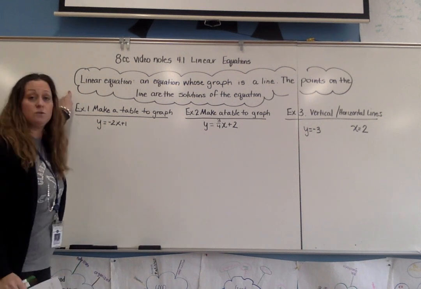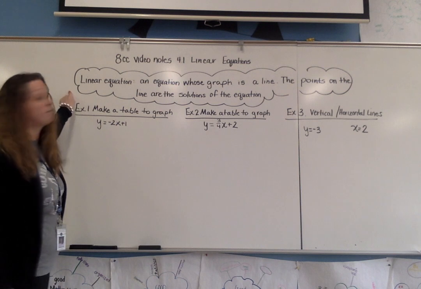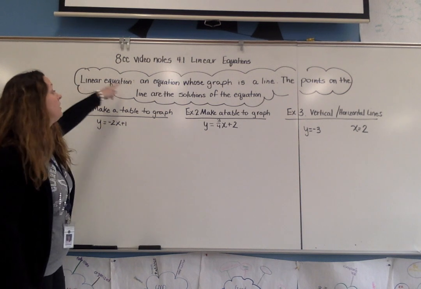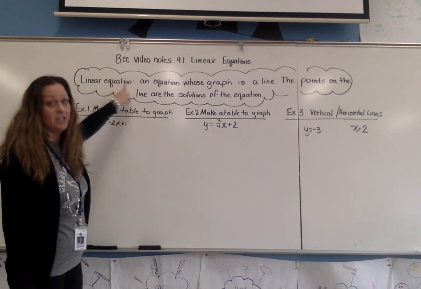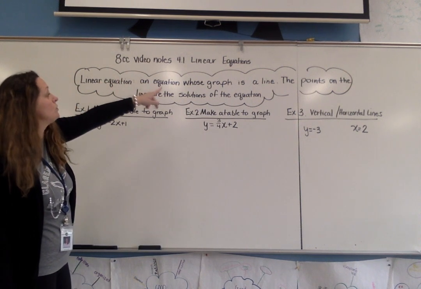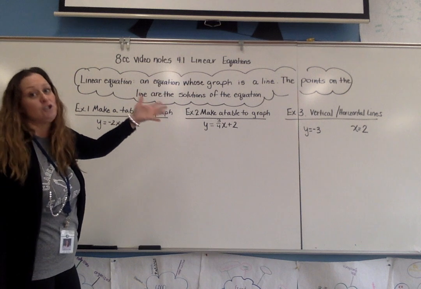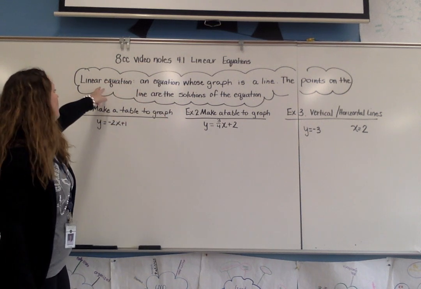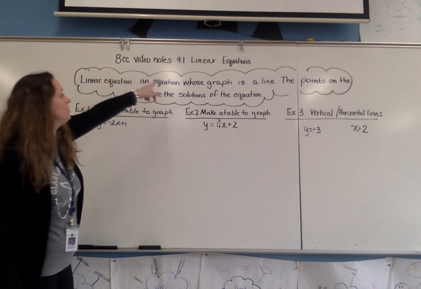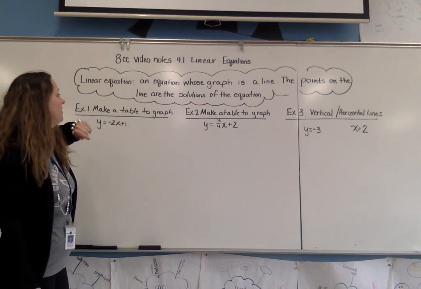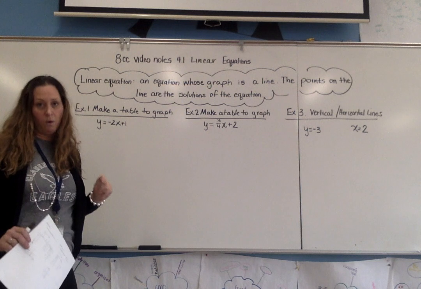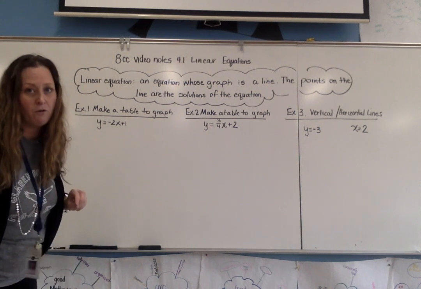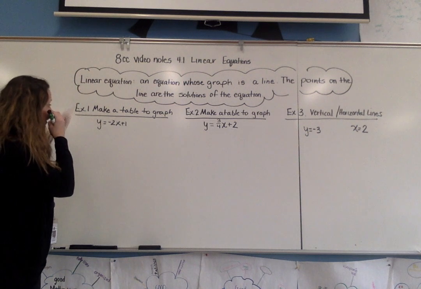The first thing that you need to do is copy down the definitions that are bubbled up. You need to be familiar with what the definition of a linear equation is. A linear equation is an equation whose graph is a line, a straight line, all right? Linear meaning a line. So you are looking for an equation whose graph is a line, and the points on the line are the solutions of the equation. So you're looking at x and y as the solution for a linear equation.